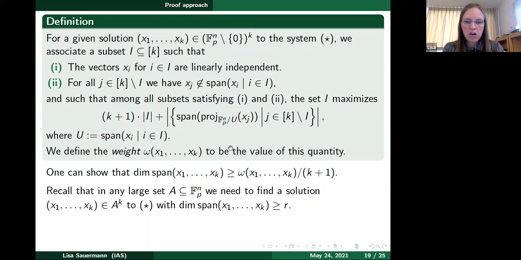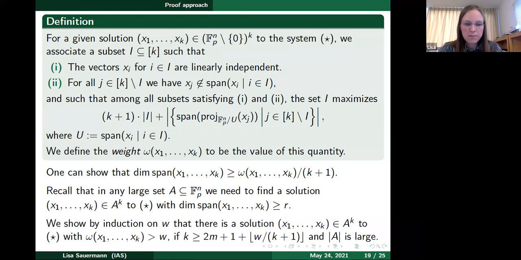And so recall that our goal was to show that in any large subset A of F_p^n, we can find a solution to our system star where the dimension of the span is at least R. That was what we wanted to do. We wanted to prove this high rank generalization of this Tao result. And so in order to do this, to get that the span is at least R, it now suffices by this inequality to get a solution where the weight is large. Okay, and so that's now what we want to do.